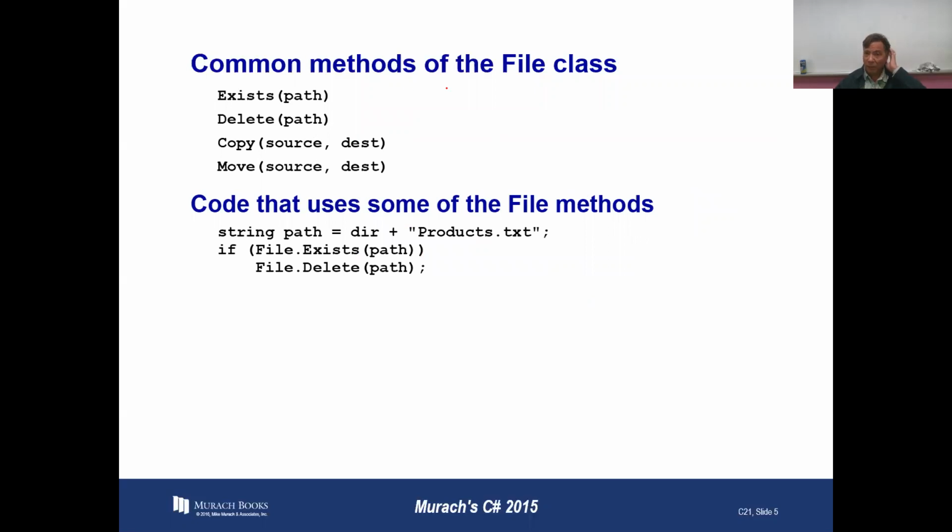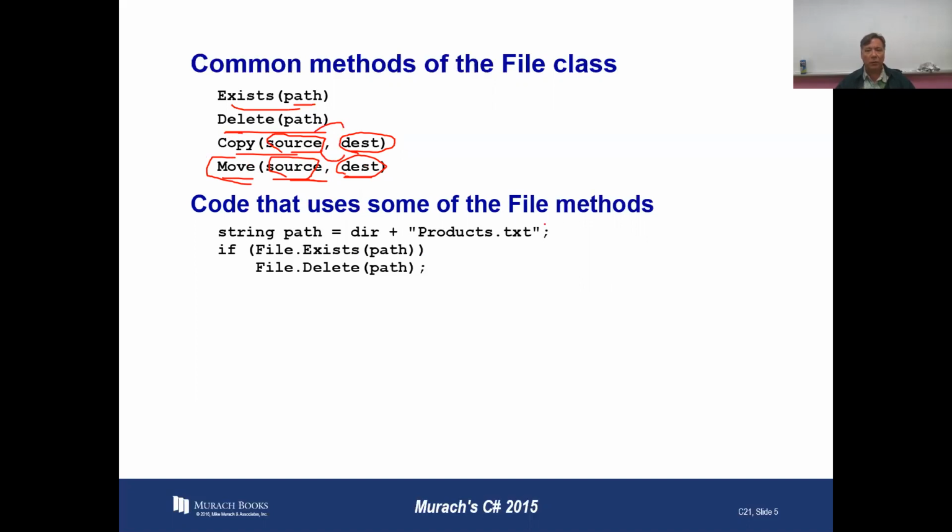And some common methods in the File class, similar to the Directory class. Exists returns true if a file exists, given a path to the file. Delete will delete a file. Copy will copy a file from one place to another. And Move will move a file from one place to another. So there remains only one copy with a move, and it disappears from the source path and is stored in the destination path. Copying, of course, makes a copy, so it ends up being in both places.